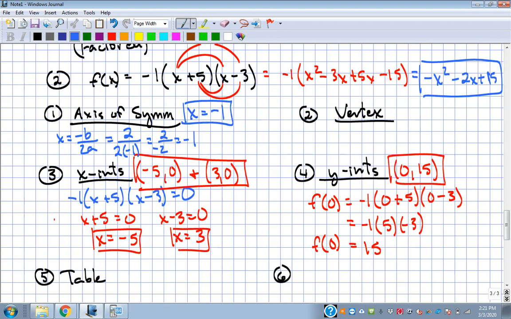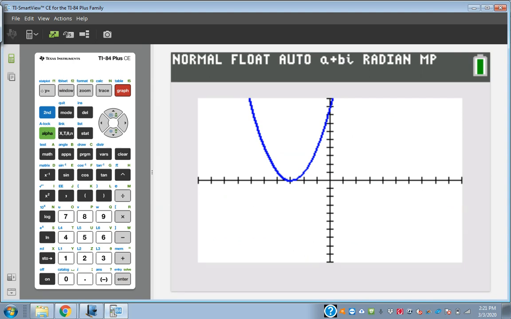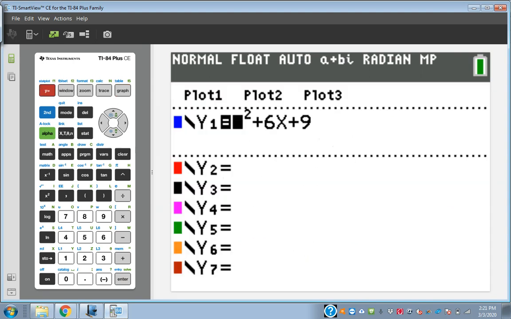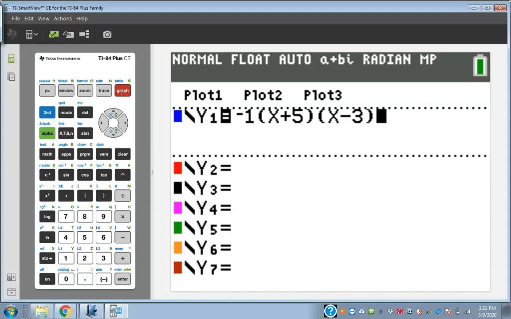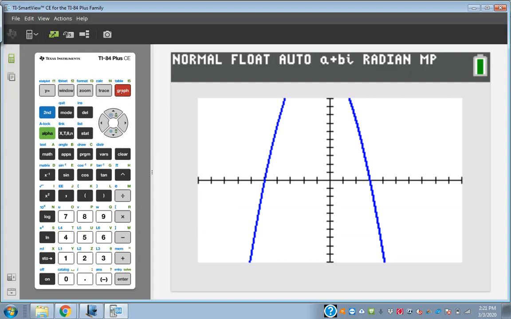All right, so to find the vertex, we plug that in to x in the problem. So what I'm going to do is I'm going to go to my calculator. I'm going to use it to help me. I'm going to type in the original problem, -1 parentheses x plus 5 close parentheses x minus 3. I'm going to hit graph. Pretty sure that's a parabola shape.